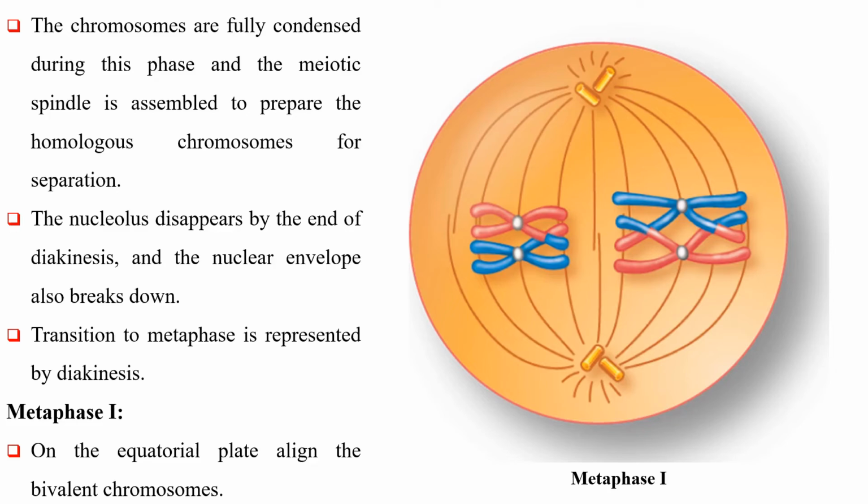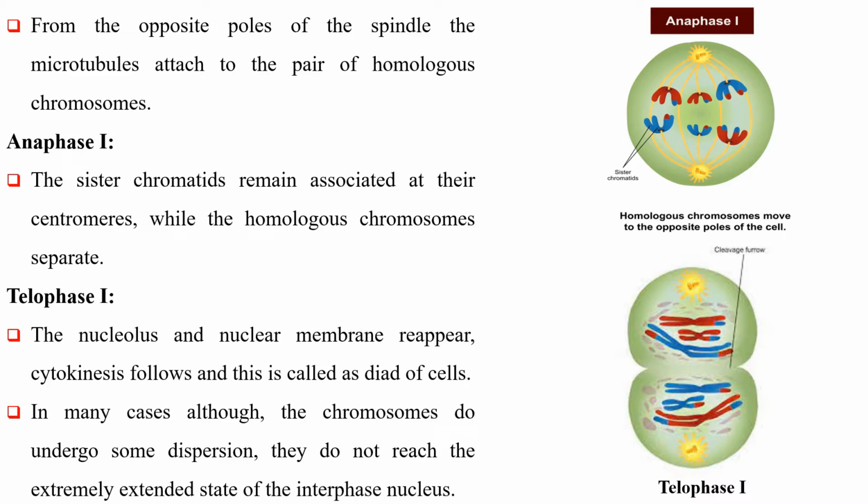The chromosomes are fully condensed during this phase and the meiotic spindle is assembled to prepare the homologous chromosomes for separation. The nucleolus disappears by the end of diakinesis and the nuclear envelope also breaks down. Transition to metaphase is represented by diakinesis. Metaphase I. On the equatorial plate align the bivalent chromosomes. From the opposite poles of the spindle, the microtubules attach to the pair of homologous chromosomes.